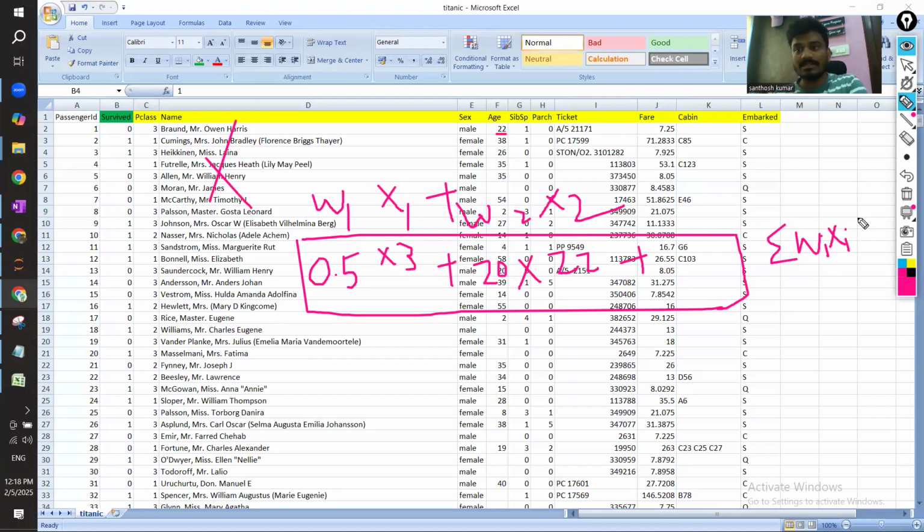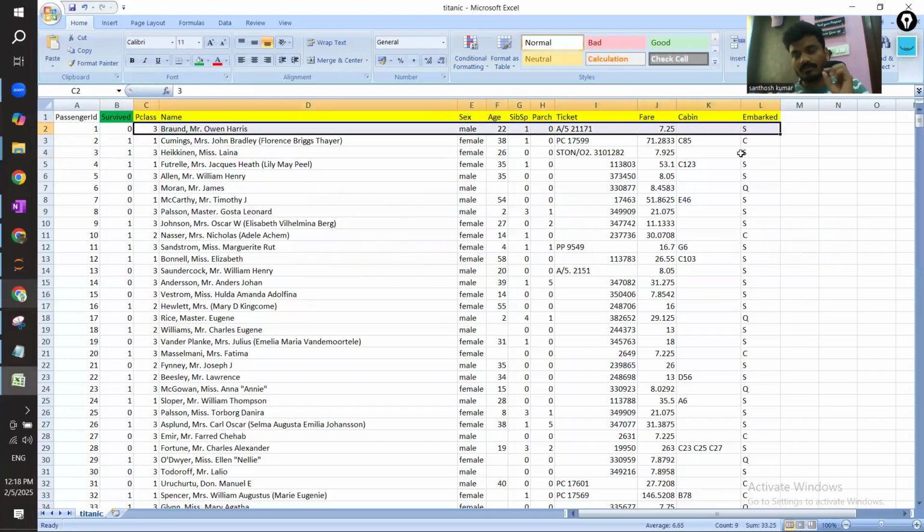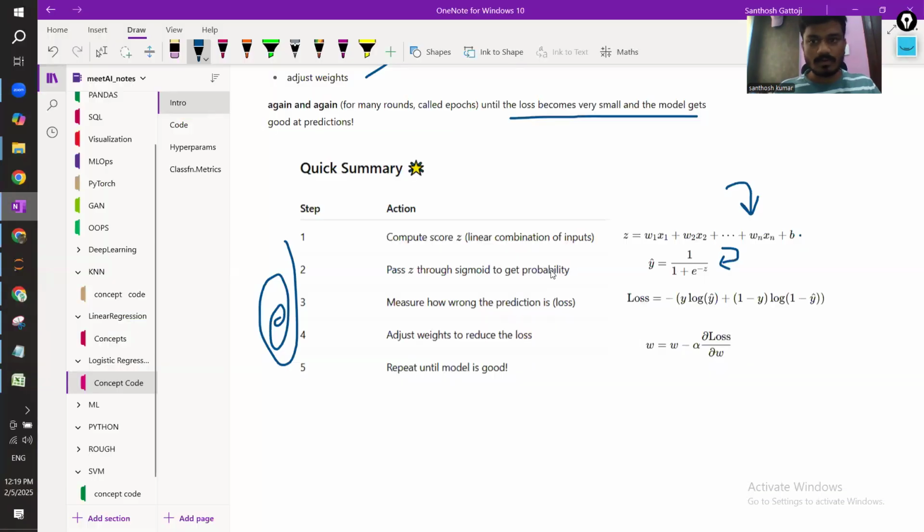One by one, it will send to sigmoid. At a time it cannot send all, right? Sigmoid takes one input and gives only one output. It cannot take 10 inputs. So first take this, do WiXi, and send it to sigmoid. Sigmoid will calculate and give you some value, the probability for the first record, the first point.